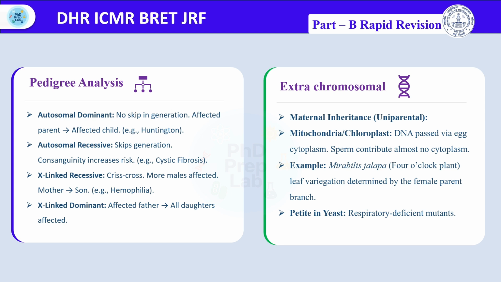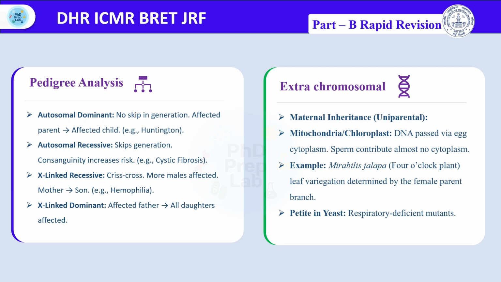So in autosomal dominance, there will be no skipping of the generation. If there is an affected child, it will definitely have both of the parents affected. One example is Huntington disease. Also remember the examples. Now you have autosomal recessive. Autosomal recessive disorders skip the generation, and mostly are seen in consanguineous marriage. It increases the risk there. Consanguineous marriage is marriage between relatives. Then you have the example of cystic fibrosis.